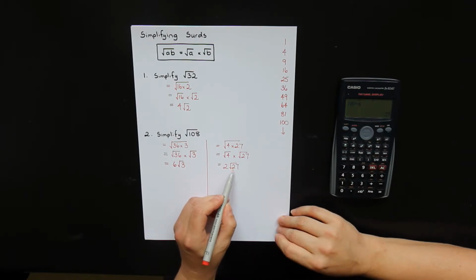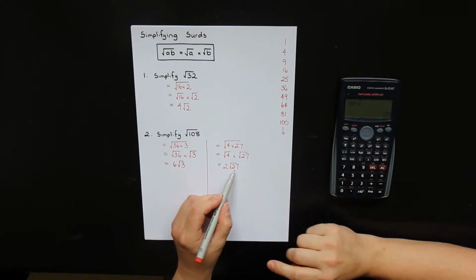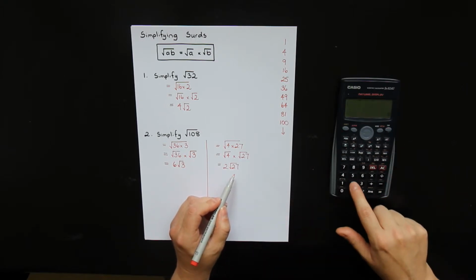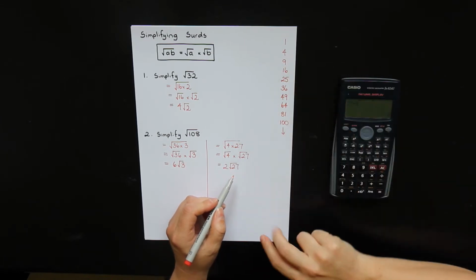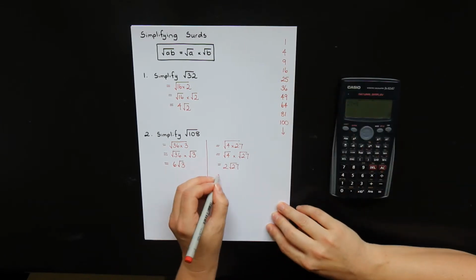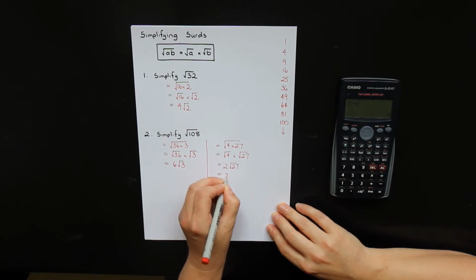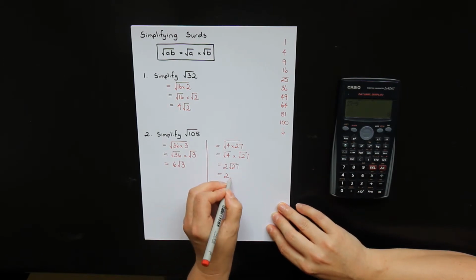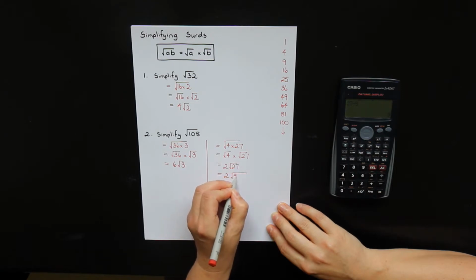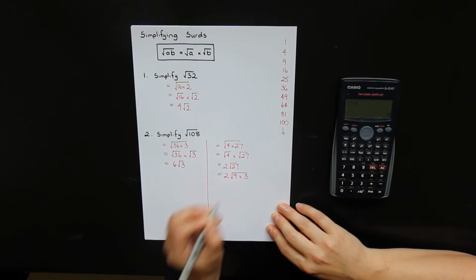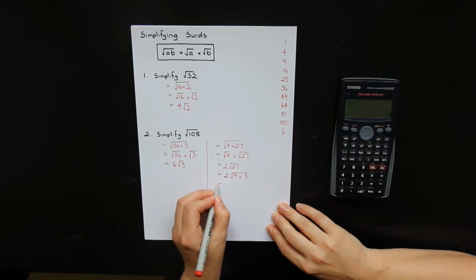I need to look at this 27 and go, oh, well, actually, I can still divide that by another perfect square. I can divide 27 by 9. Okay, so I would have to do it again. I would leave the 2 sitting out the front, and I would break the 27 to be 9 times by 3. I would break that surd apart.